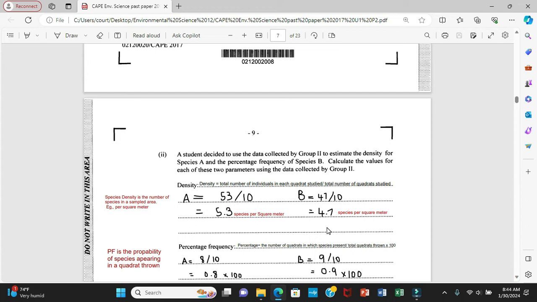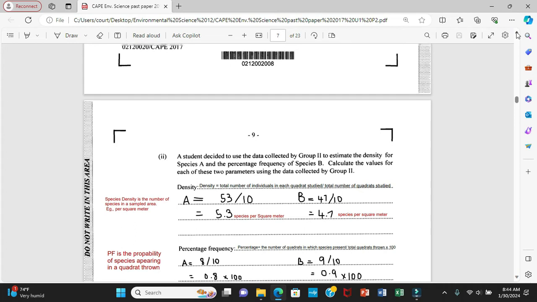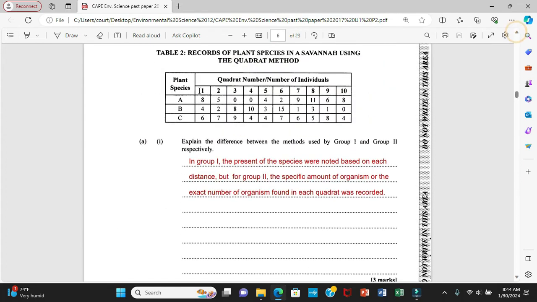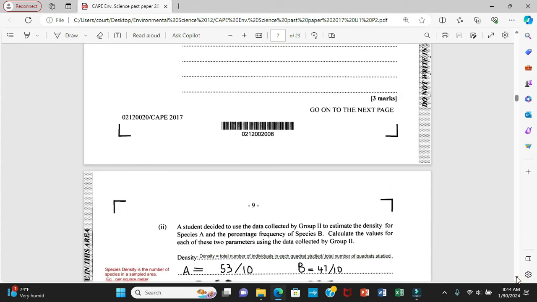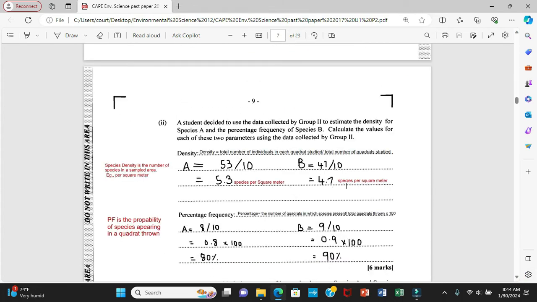Alright. Species B, you will do the same thing. You add all these plants: 4, 2, we add them, 8 plus 10 plus 3 plus 15, 1, 3, and 1. And then you divide that by 10, and you get 4.7 species per square meter. So when you compare both of them, you see that you have more of species A plants than species B plants. That's what the data is telling you per square meter of land.